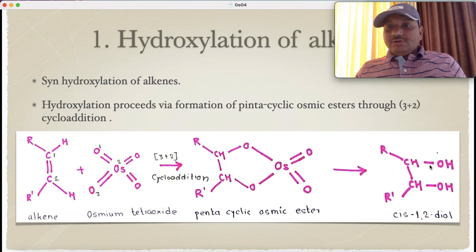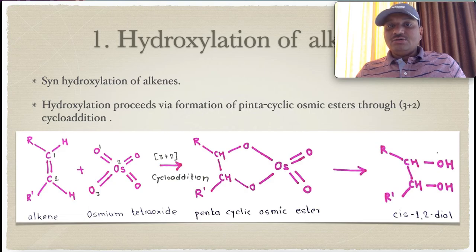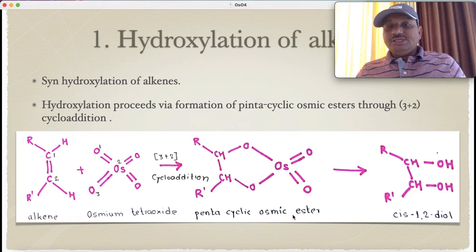This product, cis-1,2-diol, is formed by the syn hydroxylation of the alkene. It proceeds via the formation of a pentacyclic osmic ester. This pentacyclic osmic ester is formed by a 3+2 cycloaddition. In osmium tetroxide, these are the positions 1, 2, 3, and in the alkene, these are the positions 1, 2. That is the 3+2 cycloaddition.